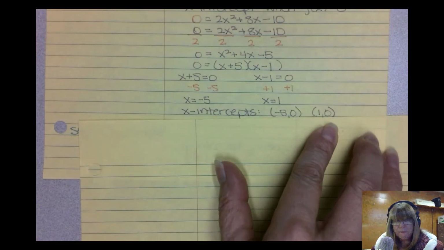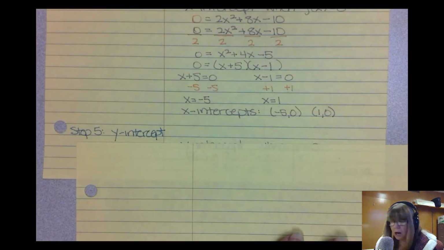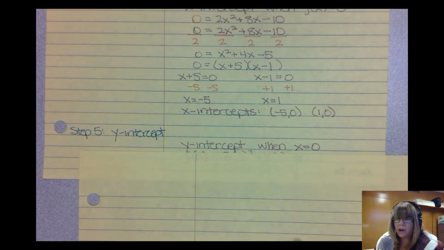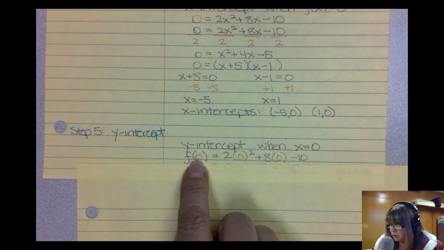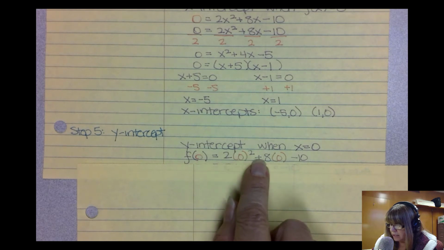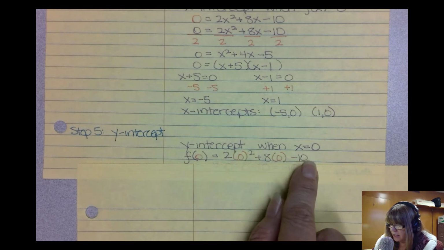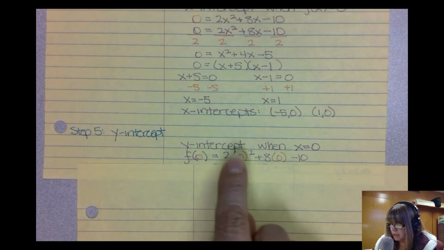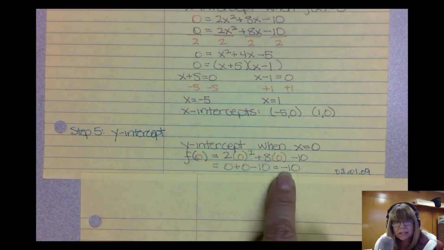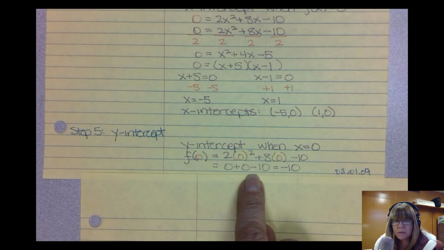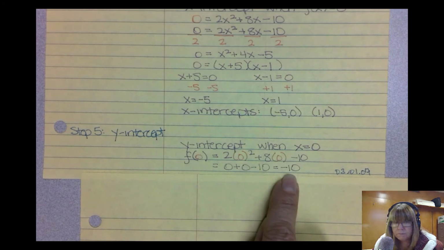Step 5. Let's find our y-intercept. Our y-intercept is when our x value equals 0. So let's just plug in 0 and see what we get. So f of 0, 2 times 0 squared plus 8 times 0 minus 10. Well, 0 times anything is going to be 0, and 0 times 8 is 0. So we get negative 10. 0 plus 0 minus 10 is negative 10.